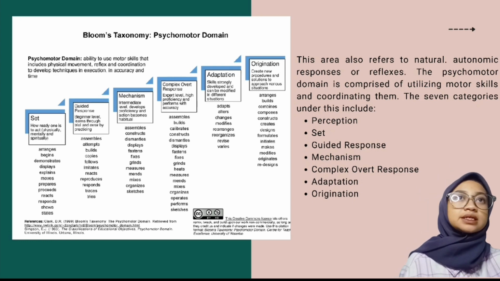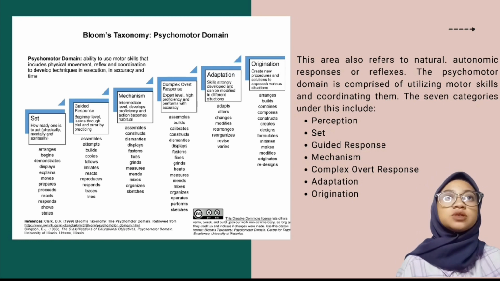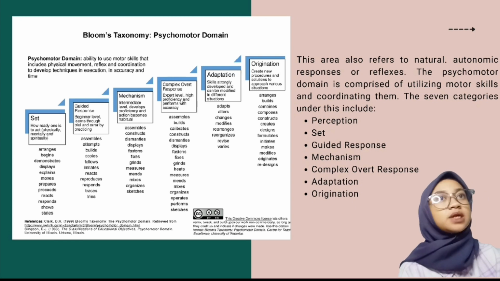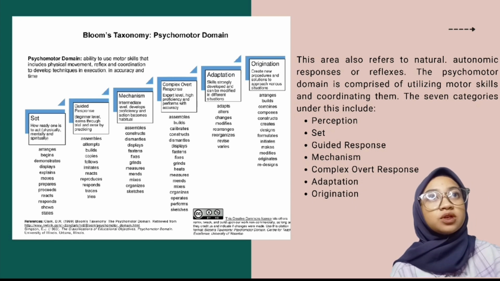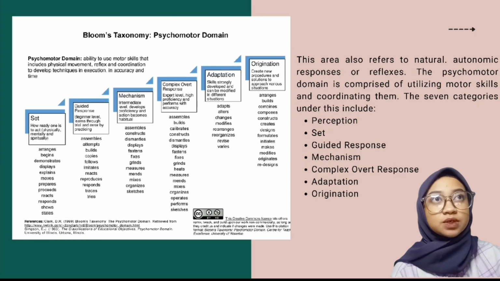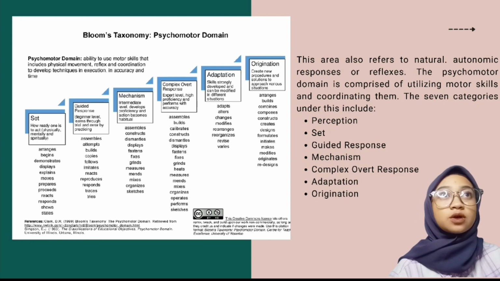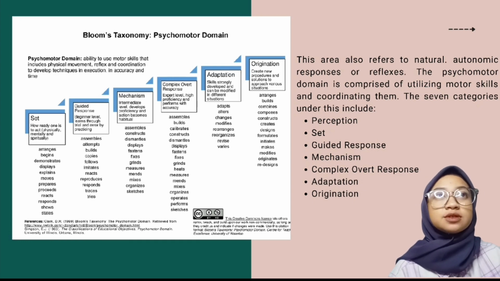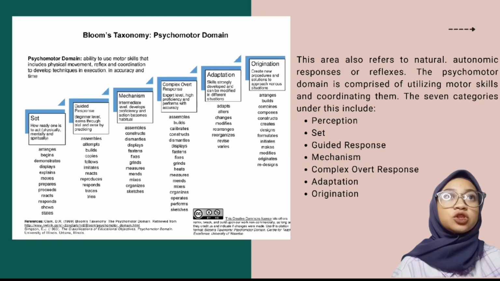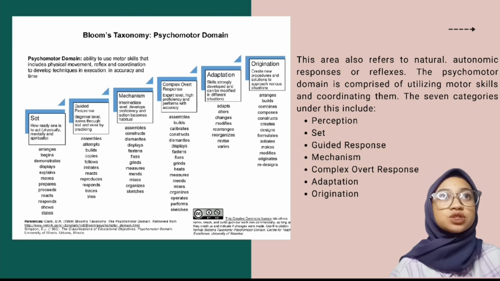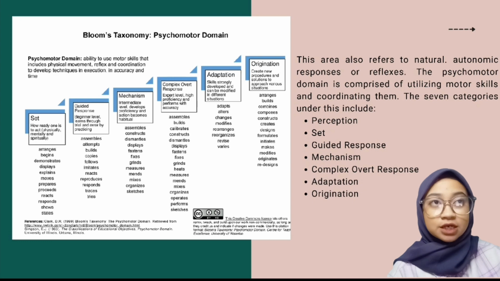The next is adaptation. Adaptation means skills are strongly developed and can be modified in different situations. And the highest is origination. Origination means creating new procedures and solutions to approach various situations.